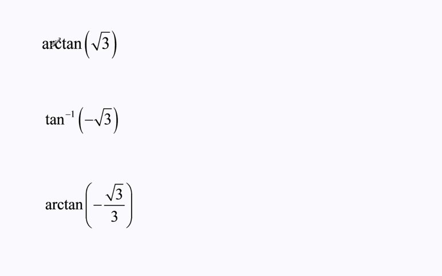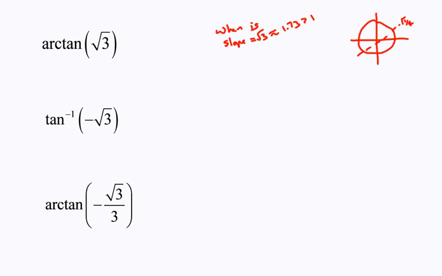So in this first one here, arctan of root 3, this isn't y or x, this is my slope. So I'm asking, when is the slope equal to root 3? And I should notice that root 3 is about 1.73, which means it's greater than 1. So if I look at my unit circle and I know my slope of 1 happens at pi over 4, then my slope greater than 1 is going to be steeper than that, which is going to take me to pi over 3.